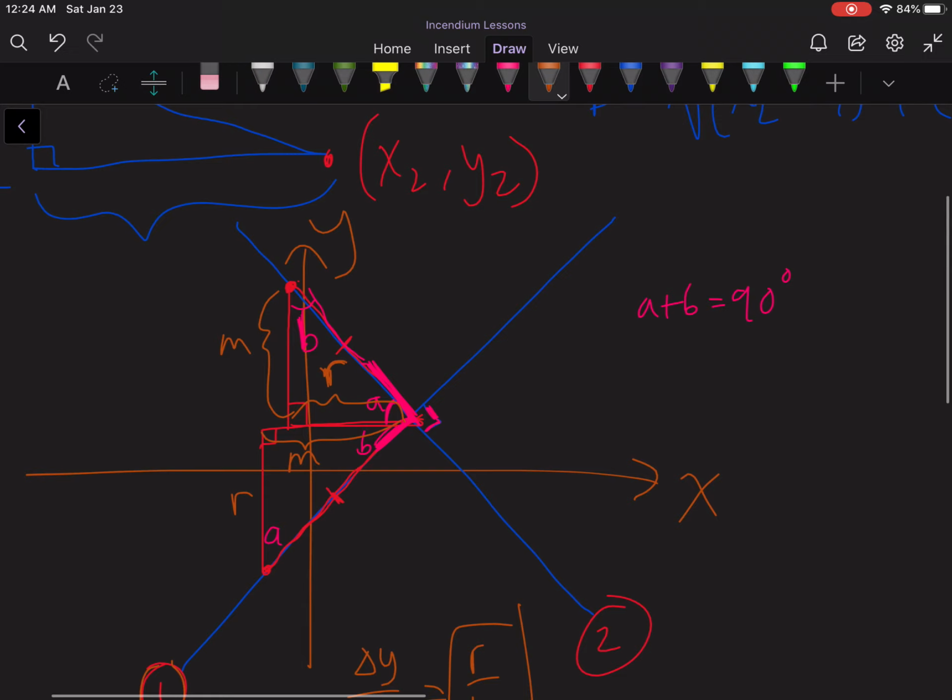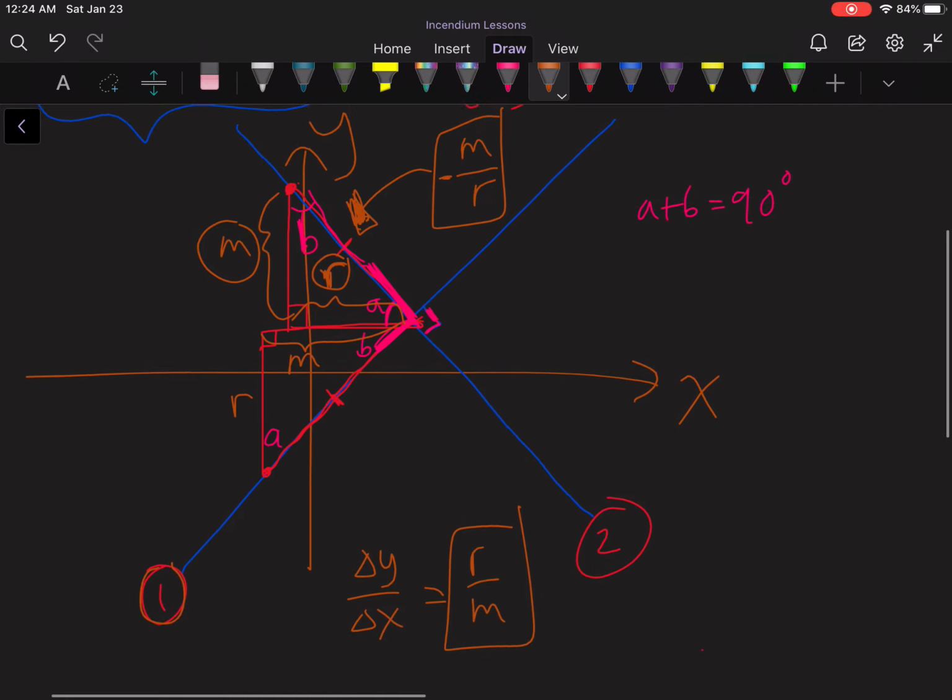What about line 2? So line 2 is this triangle right here. And the slope of that is, we see that the change in y is m, and change in x is r, right? So m over r. But we're not quite done because the line clearly has a negative slope, so we have to add on a negative sign in there. So that's the slope of line 2.